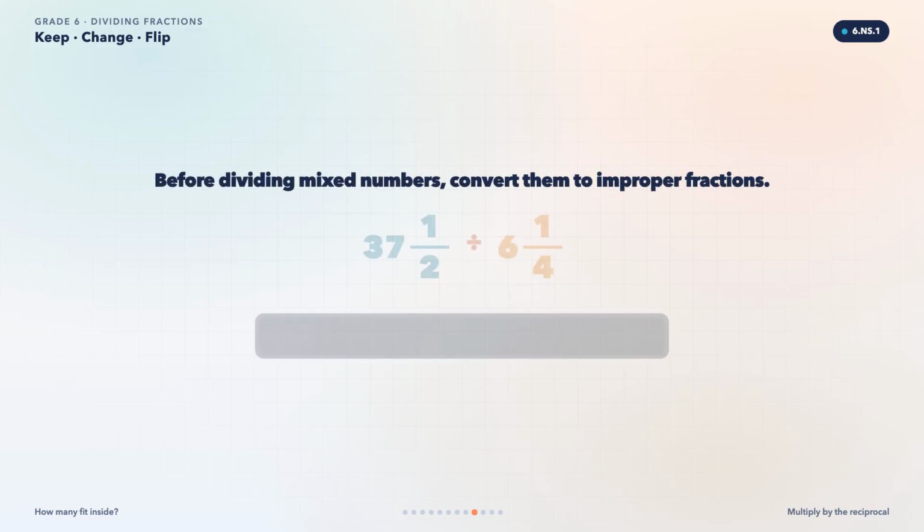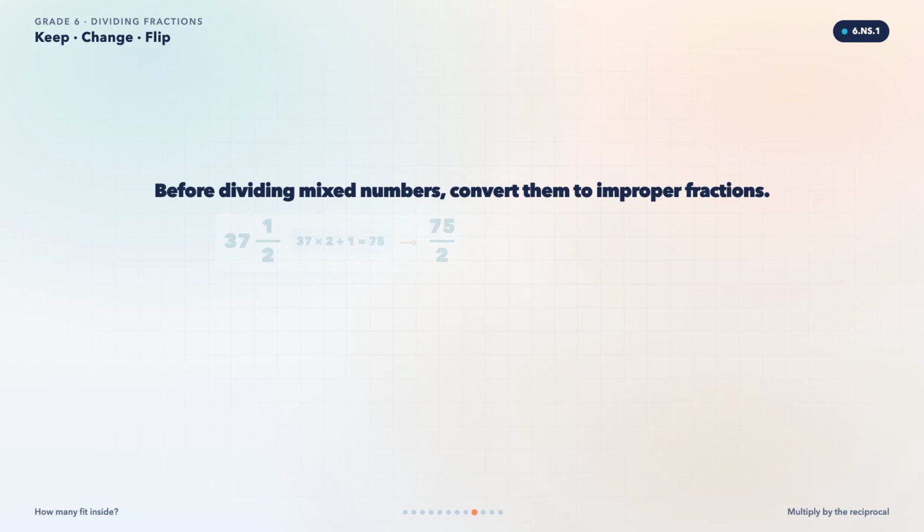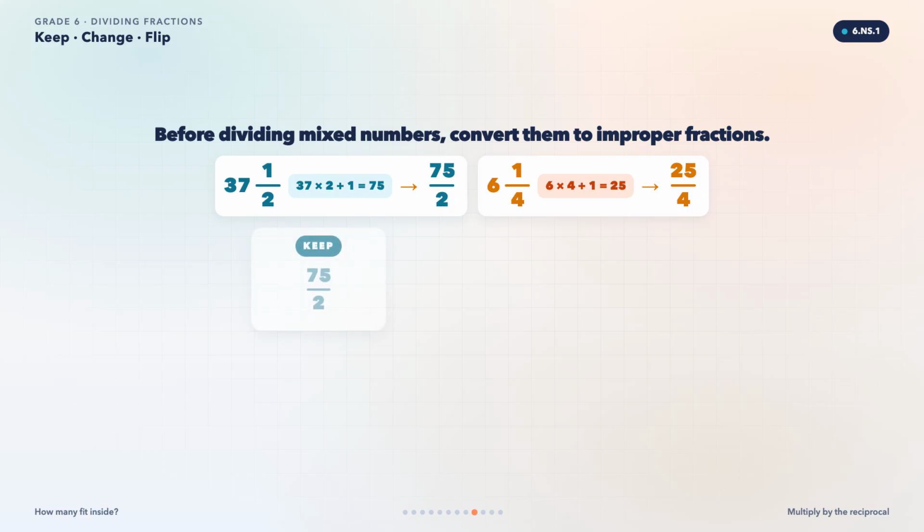Here's a real world one. A bumper is 37 and 1/2 inches long. Each short sticker is 6 and 1/4 inches. How many stickers fit? Convert 37 and 1/2. 37 times 2 is 74, plus 1 is 75. So 75 halves. Now 6 and 1/4. 6 times 4 is 24, plus 1 is 25. So 25 fourths. Keep 75 halves. Change to multiply. Flip 25 fourths to 4 over 25.